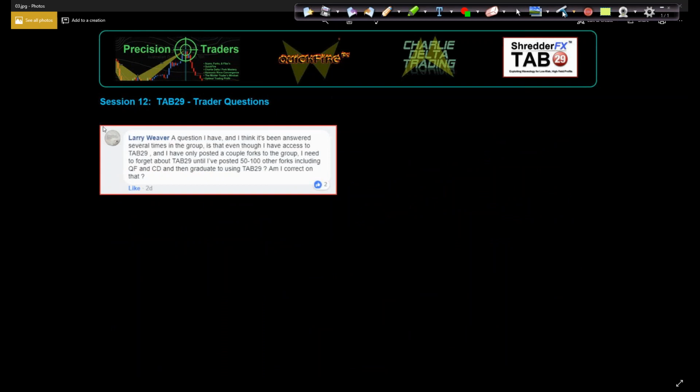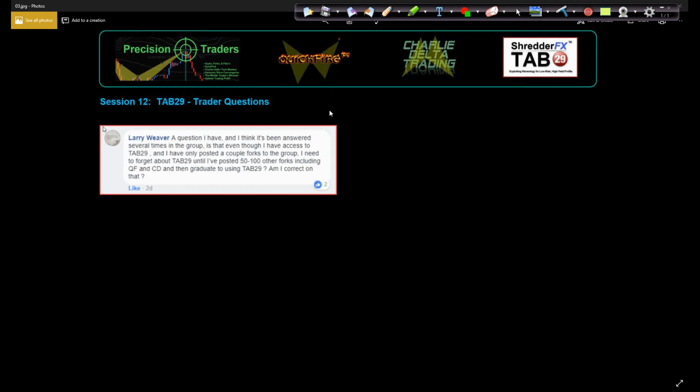Question I have, and I think it's been answered several times in the group, is that even though I have access to TAB29, I only post a couple of forks to the group. Do I need to forget about TAB29 until I've posted 50, 100 other forks, including Quickfire and Charlie Delta, and then graduate to using TAB29? Am I correct on that? The progression has been Pitchforks, Quickfire, Charlie Delta, X-Ray Alpha, TAB29. You can do them in parallel, or you can do them linearly.